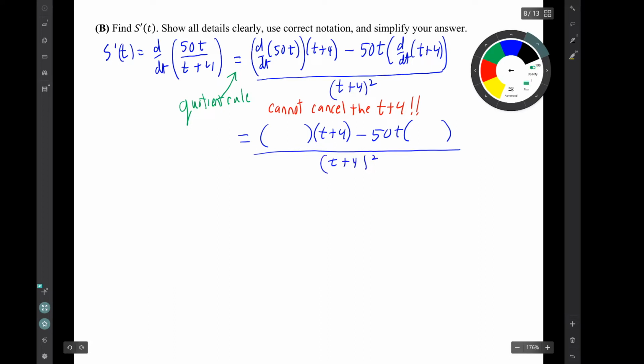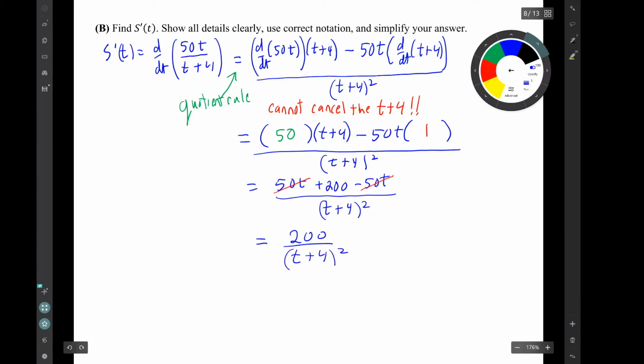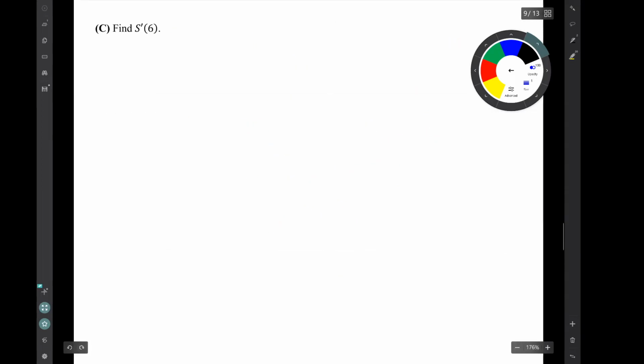All right, the derivative of 50t is going to go here. That's going to be the number 50. The derivative of t plus 4 is going to go here. That'll be the number 1, because the derivative of t is 1 and the derivative of 4 is 0. Now we simplify. And there's our result. S prime of t is this function. Let's go on. Question C, find S prime of 6.